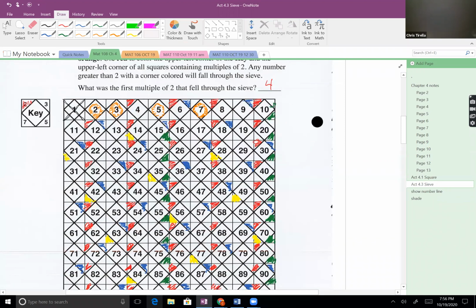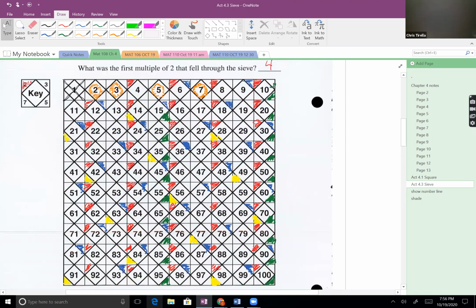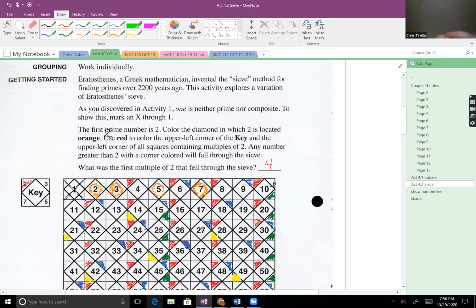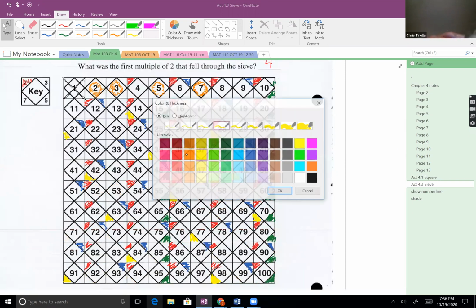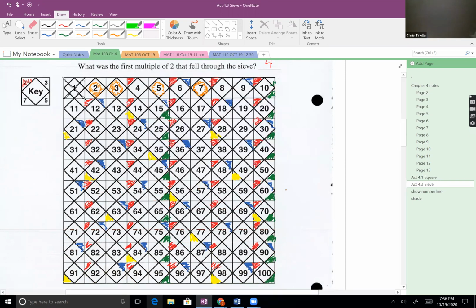And what happens is any of the numbers that are left that don't have anything colored in will still be prime. So 11's prime, 13's prime, 17's prime, 19's prime, 23 doesn't have any color. What's the next number without any color?